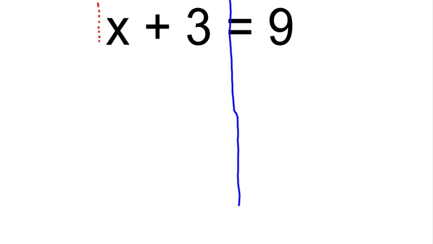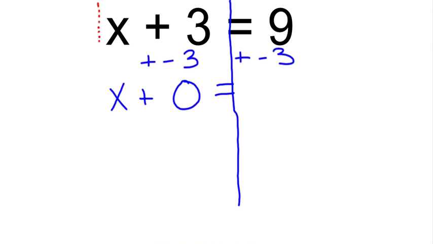So the opposite of 3 is negative 3. So we're going to add negative 3 over here. And we're left with X plus, well, 3 and negative 3 is 0, equals... okay, well, what I did to one side of the equation, I must do to the other. Add negative 3 to this side.